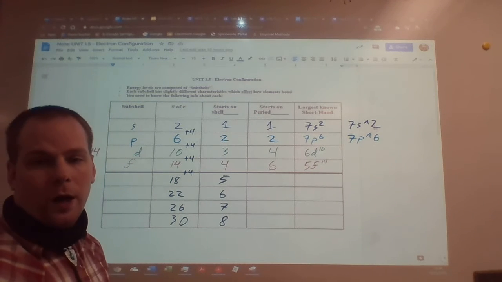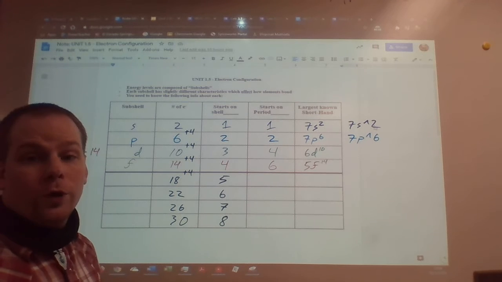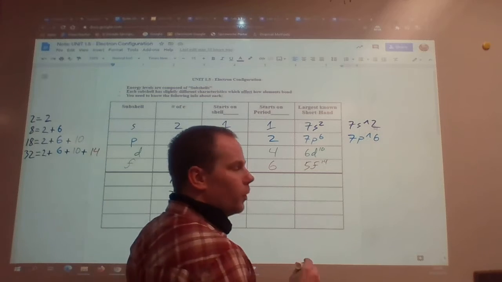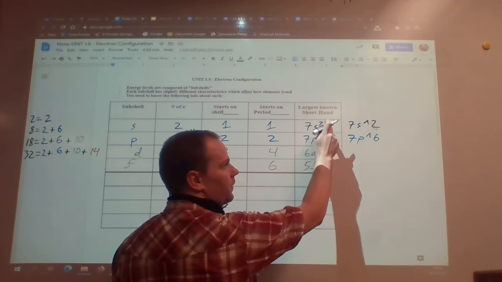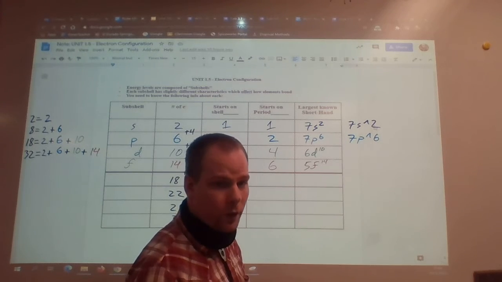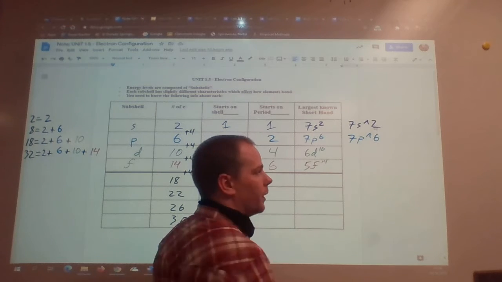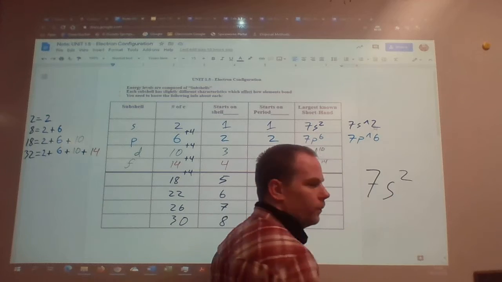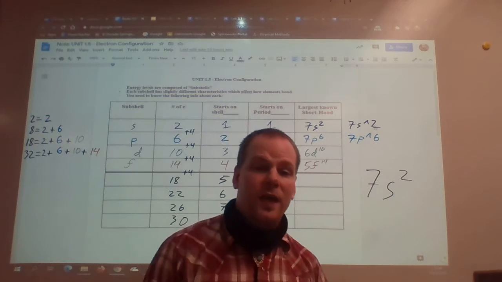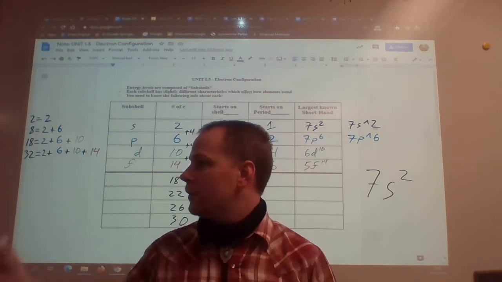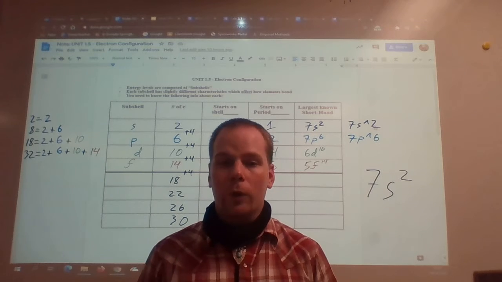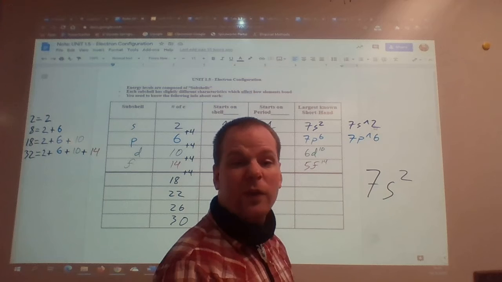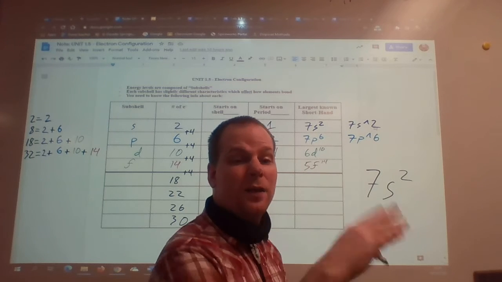Oh no, there's one more thing I want to do before I change this up. I want to show you what these actually stand for. Now, some of this you should have already figured out, but I want to go ahead and walk through it anyway. So let's take 7s2. Okay, this is the shorthand electron configuration for radium. Okay, and you can tell that based on some information that I'll give you at the end of this video.